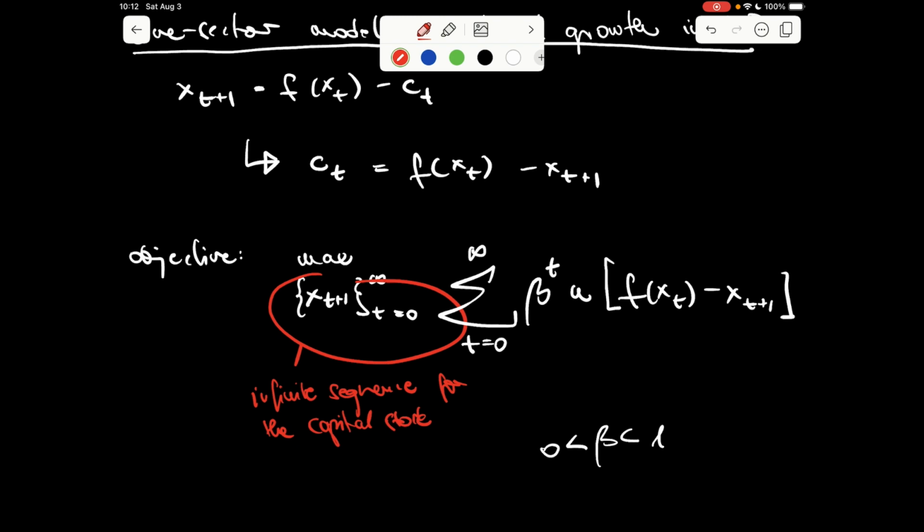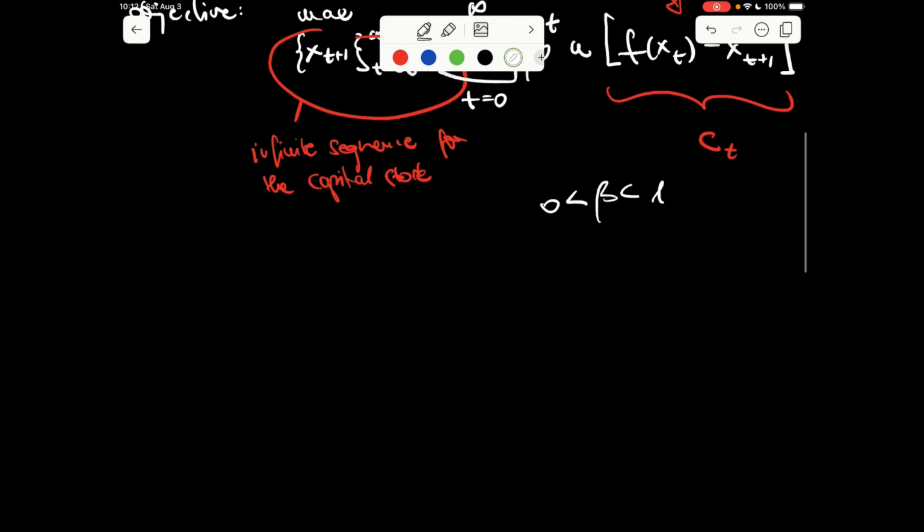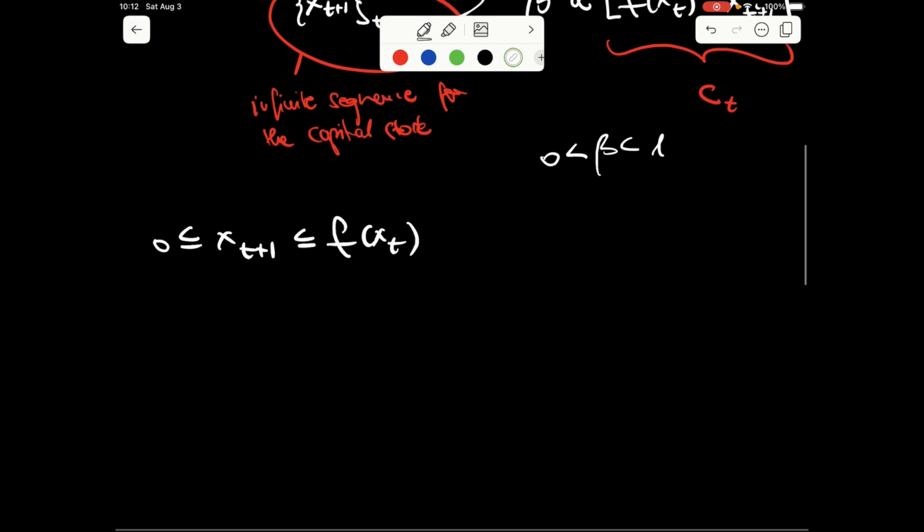So please note that this is what we have. This is the one we have in the bracket. So this is consumption in period t. All this implies that capital stock next period cannot be higher than output in period t, because we have two cases.